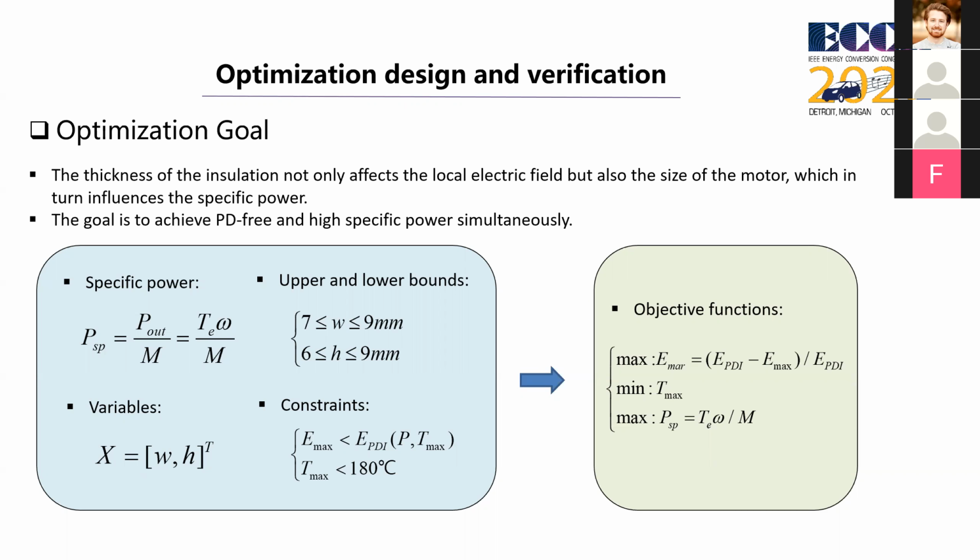influences the specific power. In order to balance this issue between high specific power and the PD-free requirement, a multi-objective genetic algorithm was utilized to obtain the optimal Pareto Front for each air pressure. The constraints are that the maximum electric field should be lower than the PD inception field, and the maximum temperature should be lower than the rated temperature of the insulating material to ensure long-time reliability. And the objective functions are maximizing the electric field margin and the specific power, as well as minimizing the temperature.